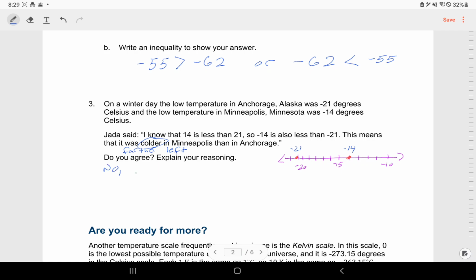So no. Negative 21 is farther left, or below 0. So it is colder than negative 14.